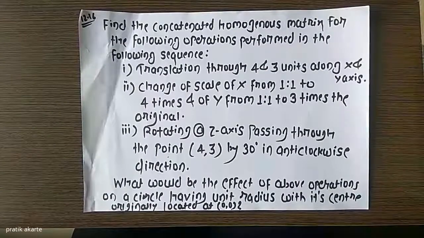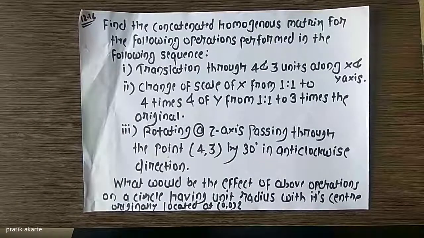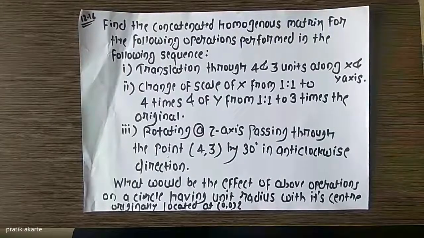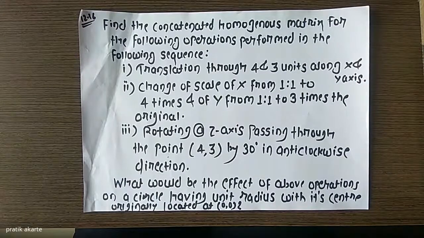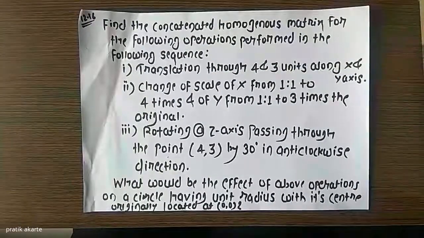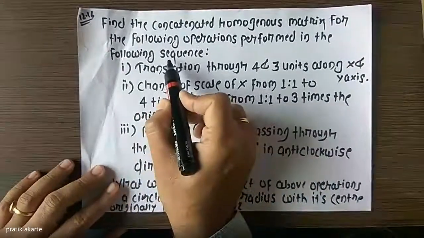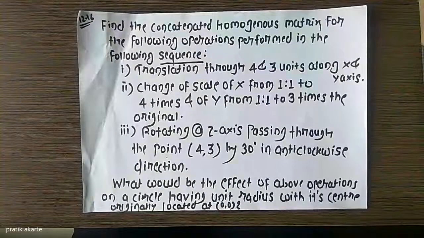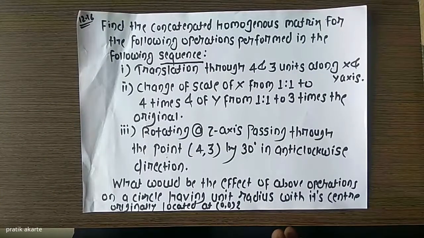Now moving forward, we will be solving some typical problems on concatenated homogeneous transformation, which can be useful for the examination purpose. So the first problem statement is, find the concatenated homogeneous matrix for the following operations performed in the following sequence. These are the operations, and this phrase, in the following sequence, is important. So what are the transformations involved?